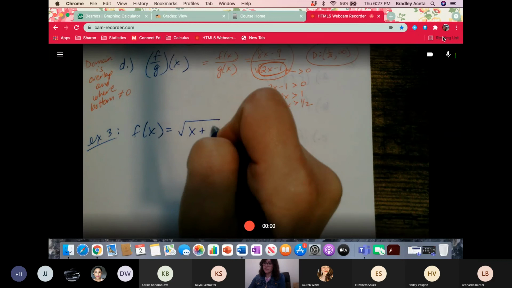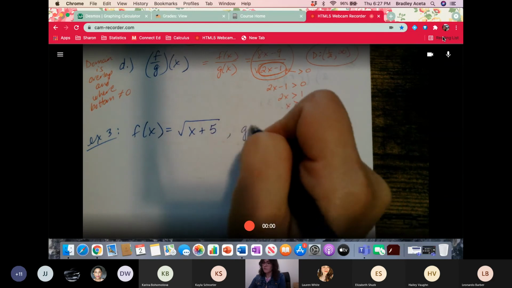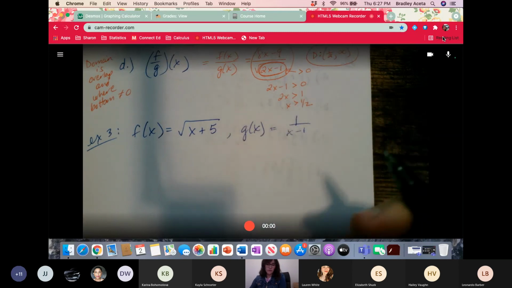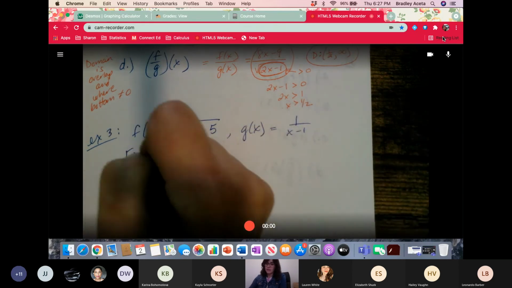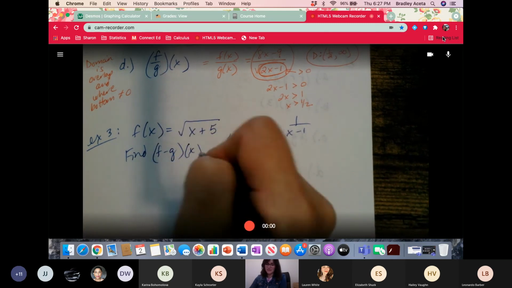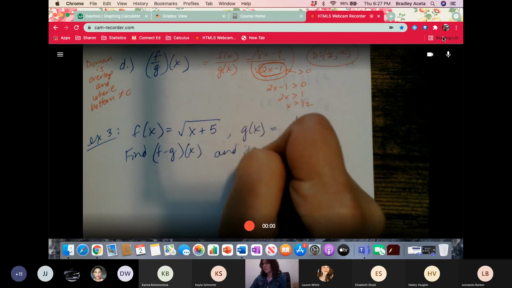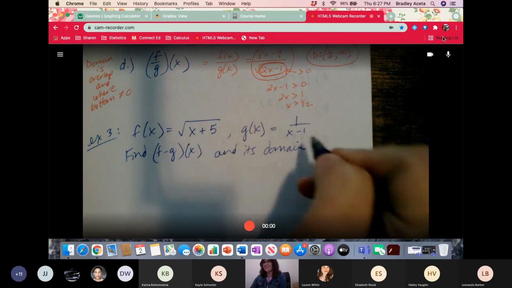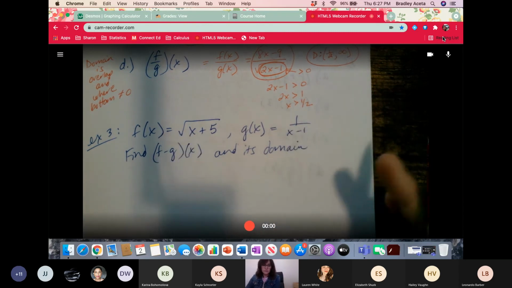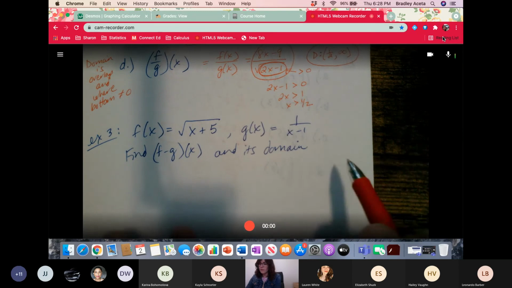Let's let f of x be the square root of x plus 5, and g of x equals 1 over x minus 1. I want you to find f minus g of x and its domain. All right, so again, f minus g of x is the overlap of these two, but where the bottom, you don't want that bottom to be 0, so that's going to be a problem there. So we'll do this in a minute.